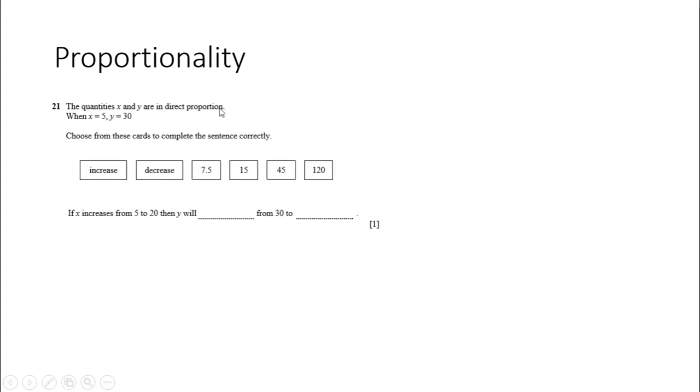Okay, so in direct proportion, that means that y is some multiple of x. You could say that x is some multiple of y, but as you see that x is smaller than y, it would have to be some fraction that we multiplied by 30 to get 5. So I'd rather write my formula the other way. Y is equal to some multiple of x.